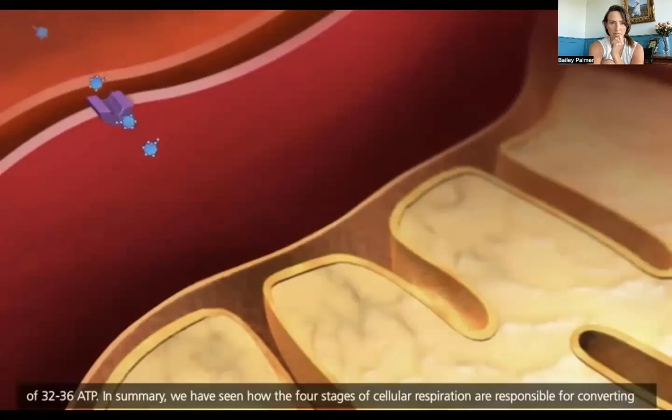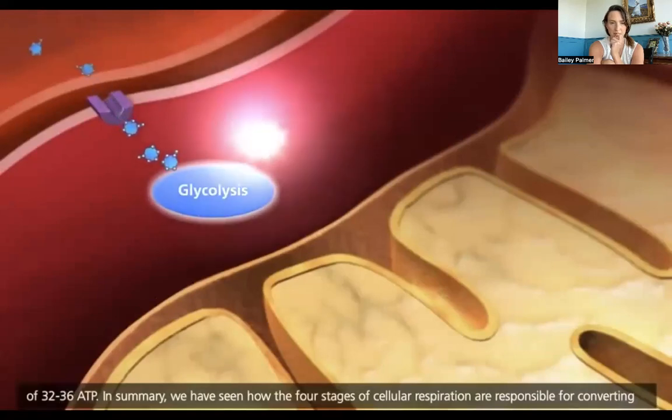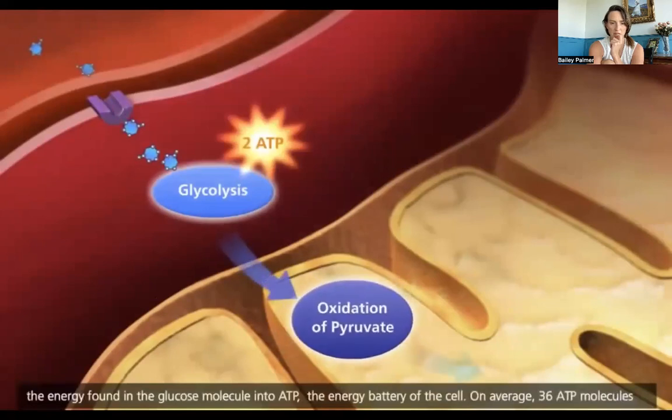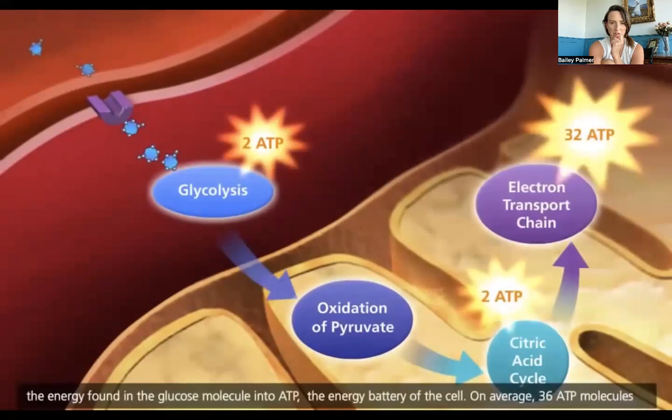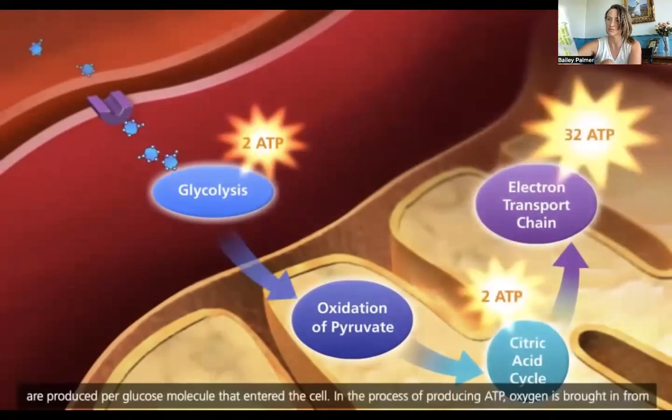In summary, we have seen how the 4 stages of cellular respiration are responsible for converting the energy found in the glucose molecule into ATP, the energy battery of the cell. On average, 36 ATP molecules are produced per glucose molecule that entered the cell.